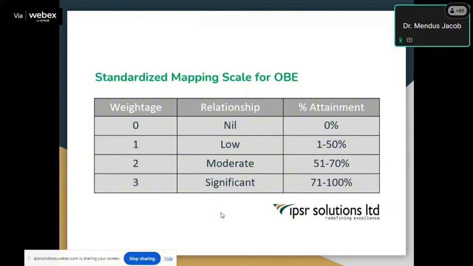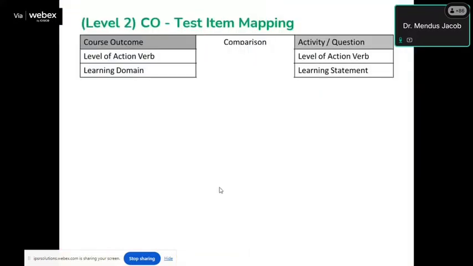If there is a low relationship between a question and a CO, you can give weightage 1. If it is a moderate relationship, you can give a weightage of 2. And if it is a significant relationship, we can give a weightage of 3. So this is the way we can map the assessment questions with the COs. The percentage of attainment, we will discuss later when we calculate the attainment. So we will start with an example.